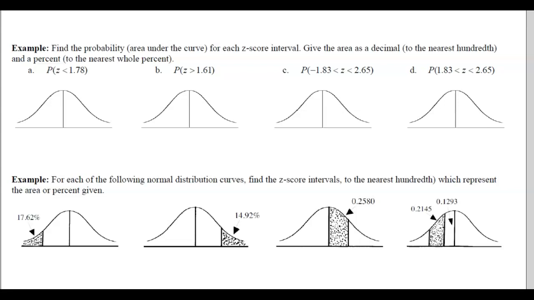So find the probability, area under the curve, for each z-score interval, as a decimal and as a percent. Basically here, we're told we want to find the probability that a data value has a z-score less than 1.78. That's positive, so let's just label it there. We want to find this area underneath. In this case, we're dealing with z-scores, so the mean is 0 and the standard deviation is 1, for z-scores. We'll do it with actual data values.